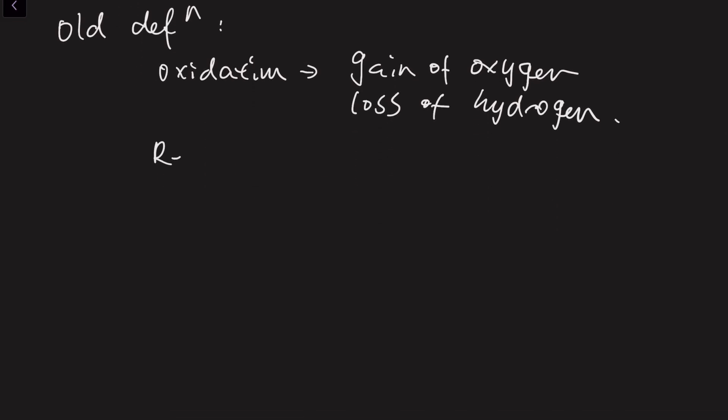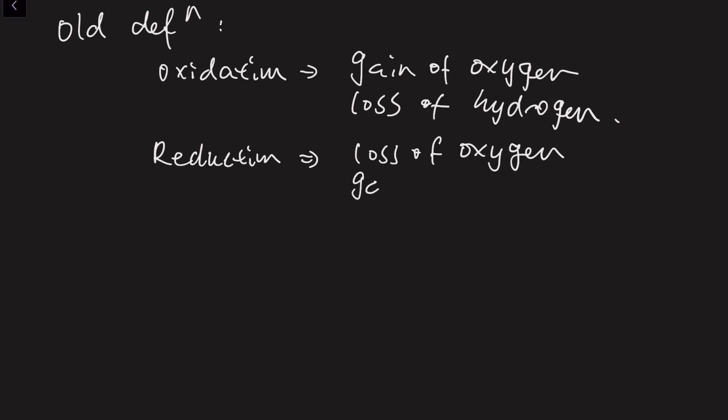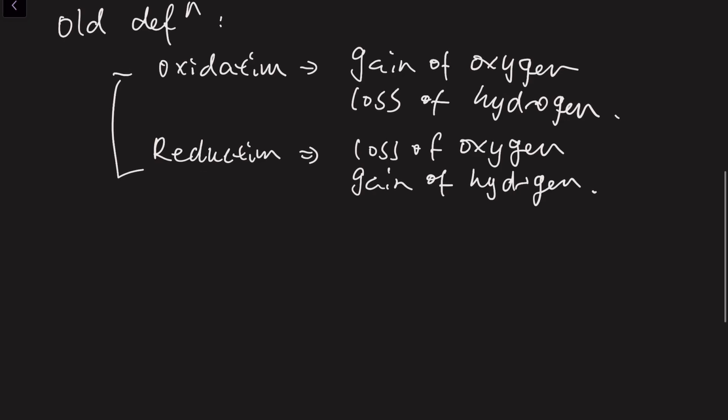And reduction is loss of oxygen. And the opposite of that is gain of hydrogen. This is very useful for organic molecules. So the old definition is useful in identifying redox reaction for organic molecules.